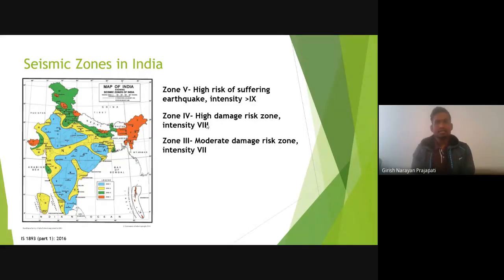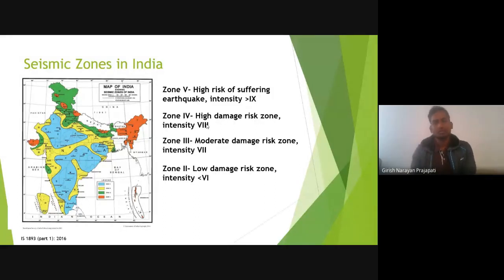Zone 3 is a moderate damage risk zone, where the intensity is 7. The buildings get damaged, but still it's repairable. You need to do some repair or retrofit work, and after that you can stay in that building. The intensity of that zone is generally 7.